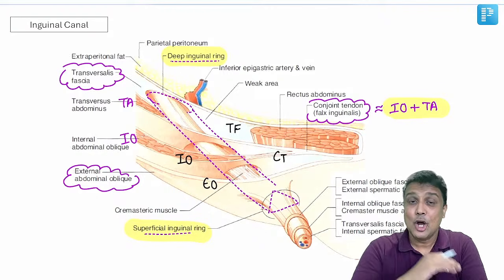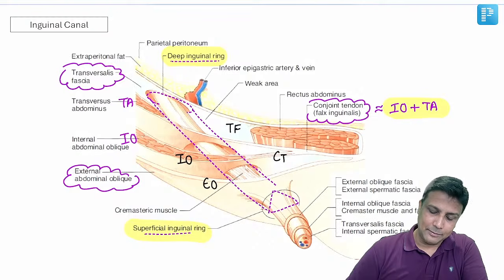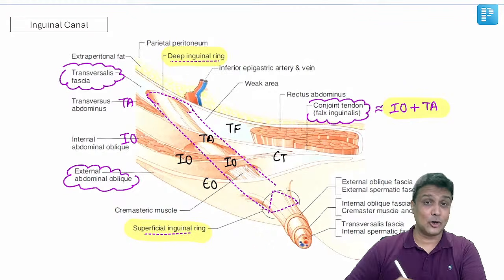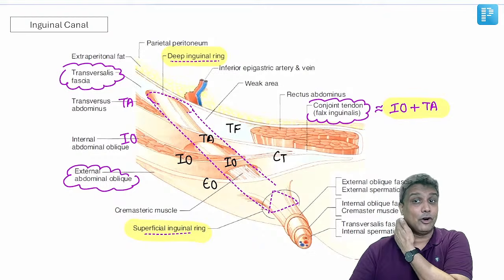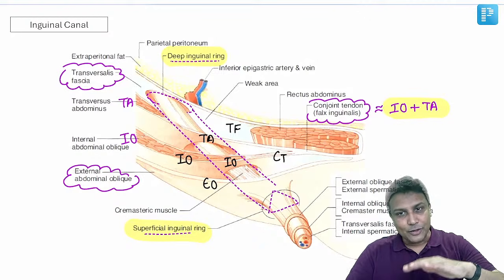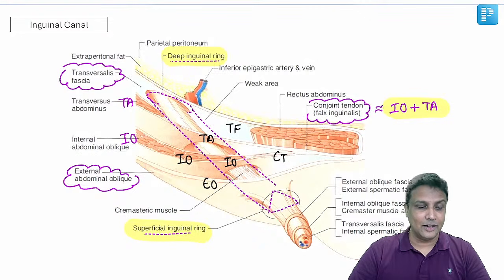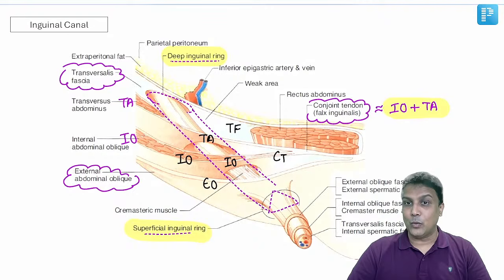Anterior done, posterior done. What do you have superior? Above this one you'll be having the internal oblique as well as the transversus abdominis here, because they're arching from above and going and forming the conjoint tendon. And what do you have below? Below the inguinal canal there will be inguinal ligament. Now, once you are done with all the boundaries of the inguinal canal, what are the contents?